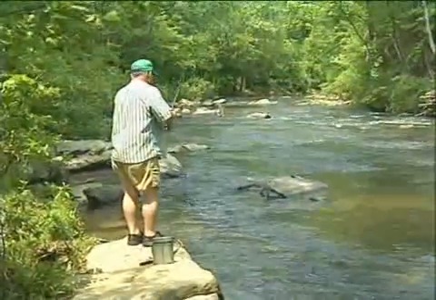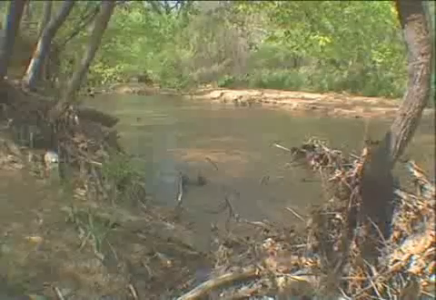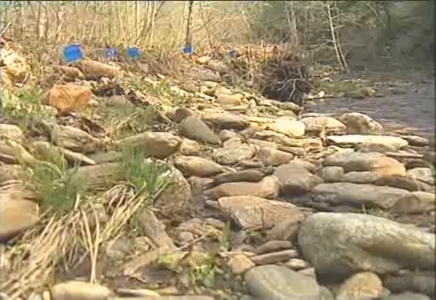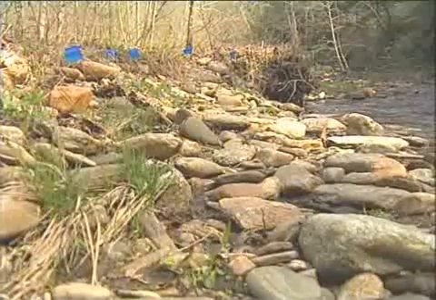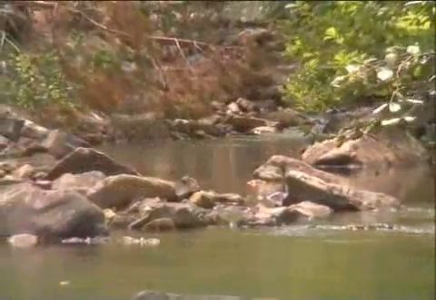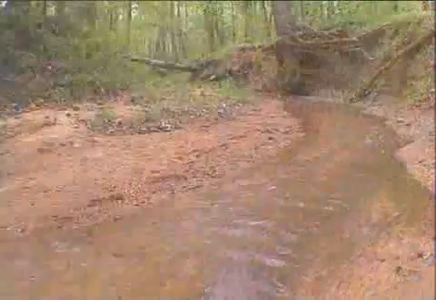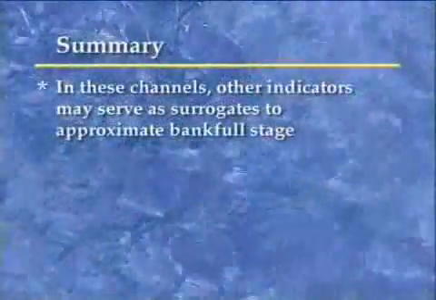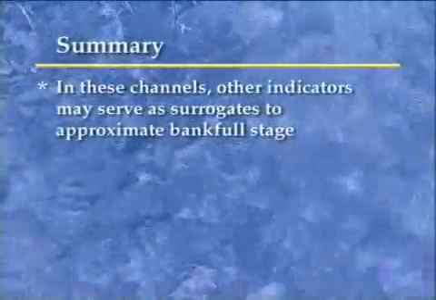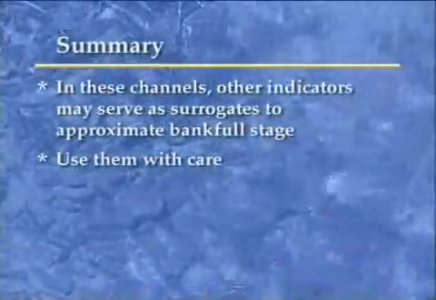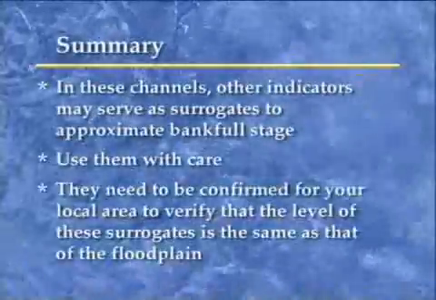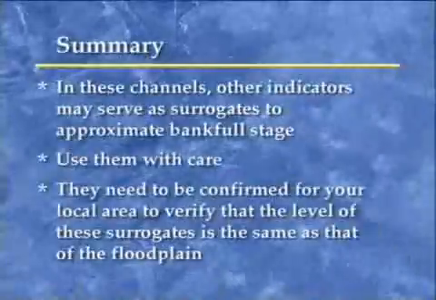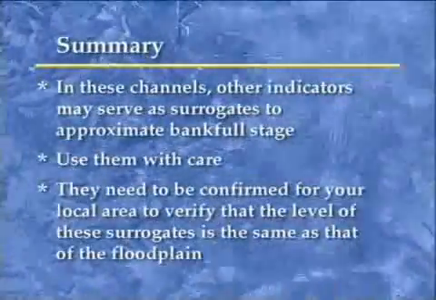Recognize that floodplains may not exist along all stream channels. They are most prominent along low gradient, meandering streams. In progressively steeper channels, floodplains may be intermittent on alternate sides of meander bends, or they may be completely absent. Steep, confined streams and streams undergoing rapid change often lack distinguishable floodplains altogether. In these channels, other indicators may serve as surrogates to approximate Bankfull stage. Use them with care, and remember that they need to be confirmed for your local area to verify that the level of these surrogates is the same as that of the primary depositional surface indicator of the floodplain.